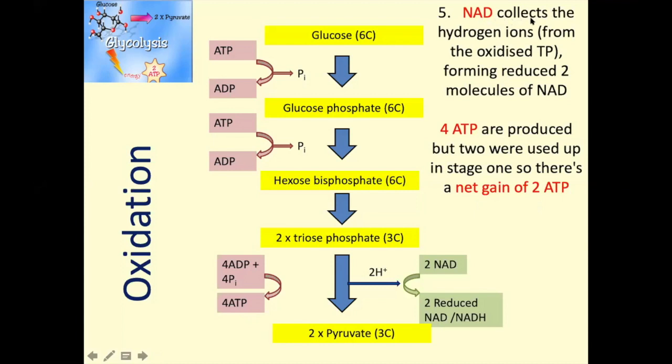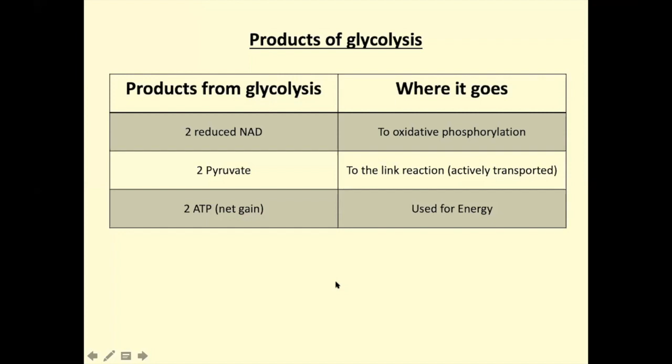So NAD being the coenzyme is going to collect the hydrogen ions from the oxidized triose phosphate. We've got 2 reduced NAD, we've got 4 ATP, 2 we used up here, so it's a net gain of 2 ATP. So a bit of a recap here. So what have we got out? We started with glucose. What do we end up with? We ended up with 2 reduced NAD. We ended up with 2 pyruvate.